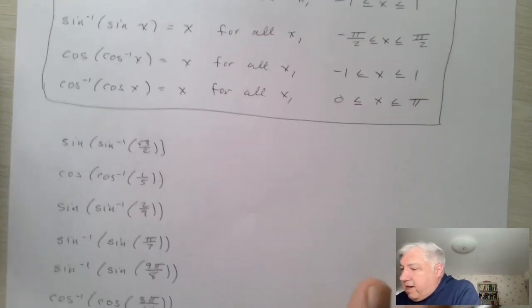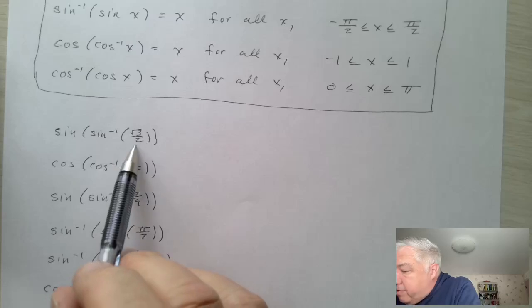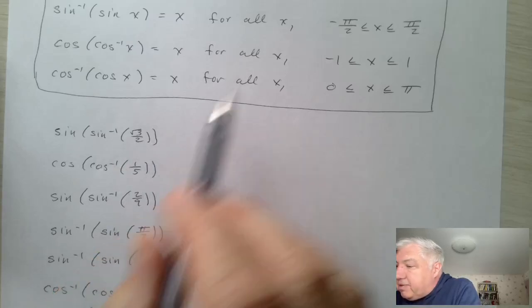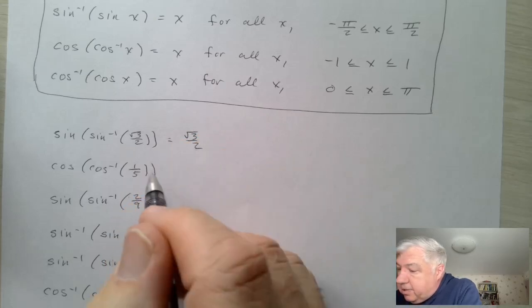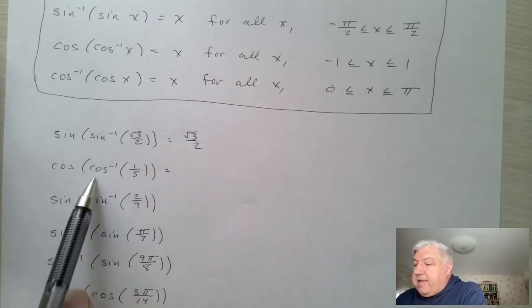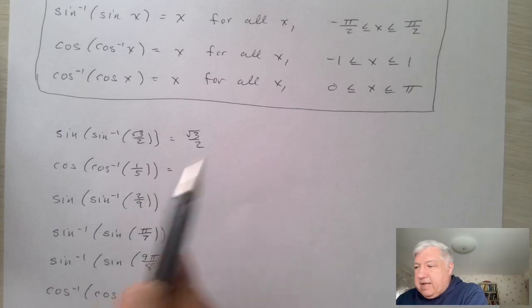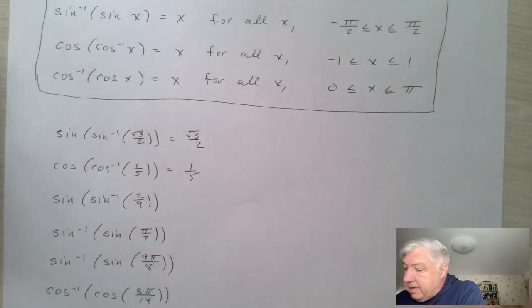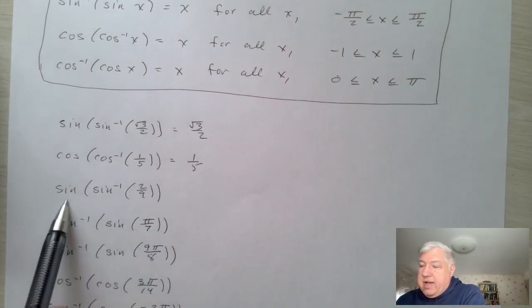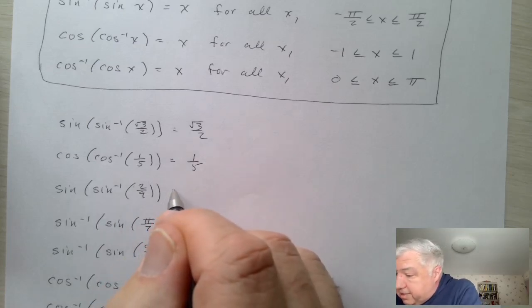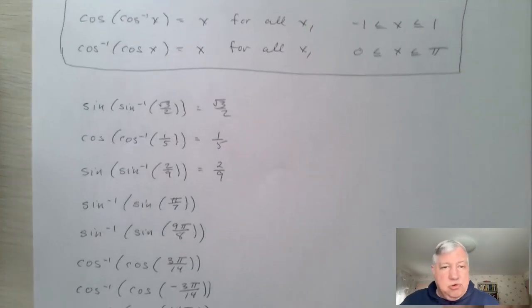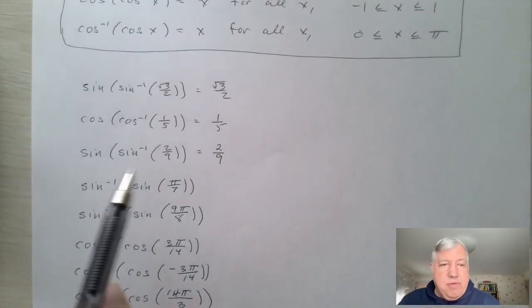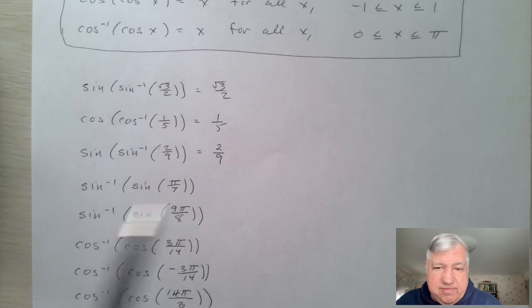Okay, so right away we can see the square root 3/2 is certainly between -1 and 1, so this will be square root 3/2. Cosine of the inverse cosine of 1/5, that's 1/5. This sine of the inverse sine of 2/9, that's going to be 2/9. So that's not too hard. As long as I didn't give you something like the sine of the inverse sine of 11, then that would be undefined.